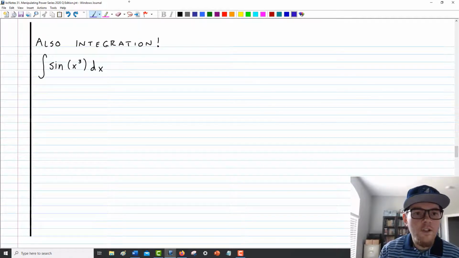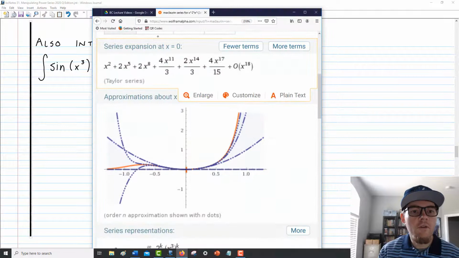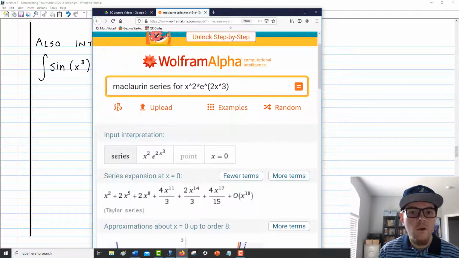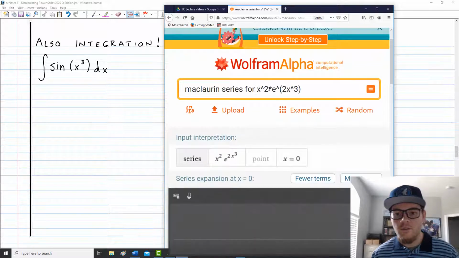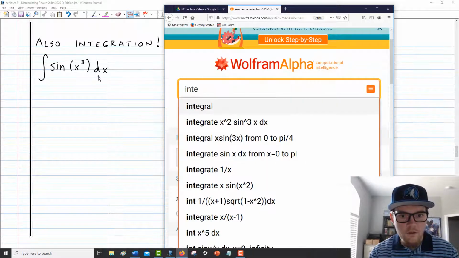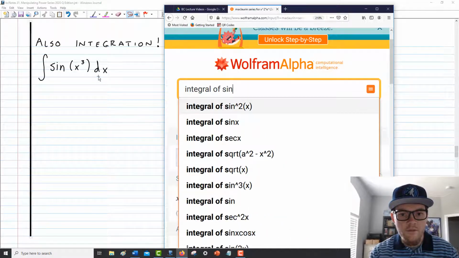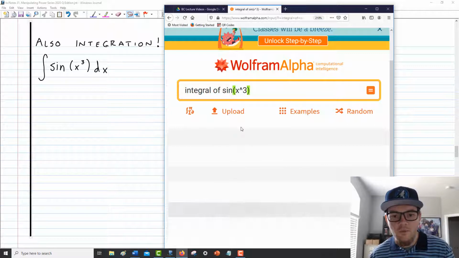But here, notice that what I've given you is the sine of x cubed. And let's throw Wolfram Alpha back out there for a second. What is the integral of sine of x cubed? Let's see. Oh, shoot, this thing's fighting me. Excuse me. Integral of sine of x cubed. Let's see. What does this beautiful expression equal?